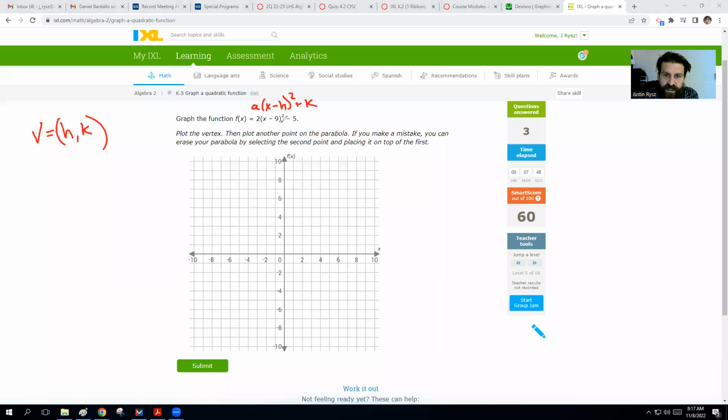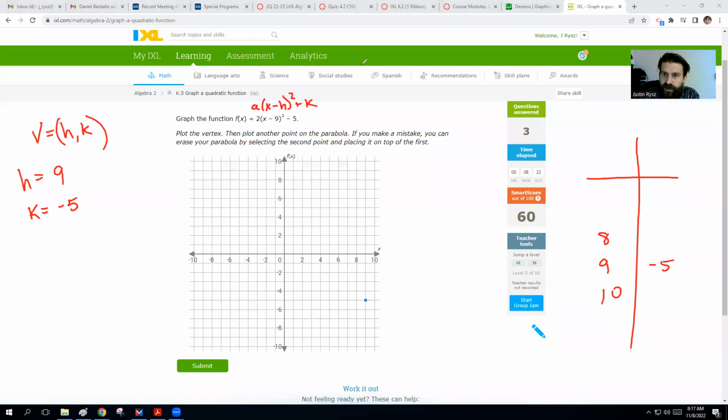All right, so our h is the number being subtracted on the inside here. That h is 9, not negative 9. And then our k is the number being added on at the end. That's negative 5. So that means we have a vertex at 9, negative 5. I'm going to plot that point. Go over 9, go down to negative 5. There we go.